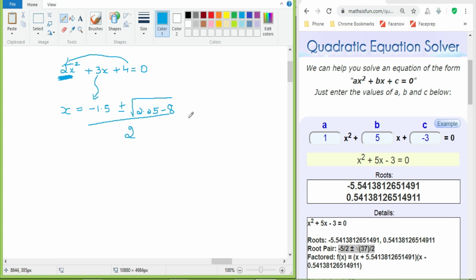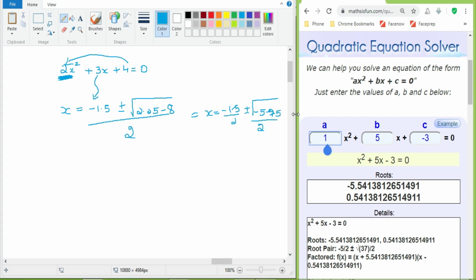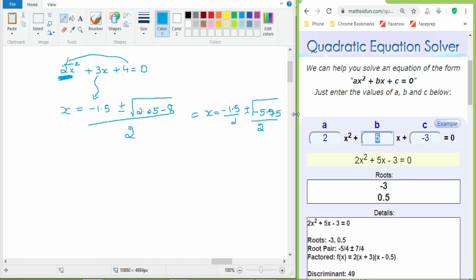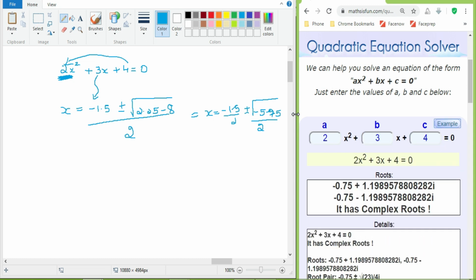Is it clear, guys? So I can tell the value of x is equal to minus 1.5 divided by 2, plus or minus root of 2.25 minus 8. What is it, guys? 5.75? Yes, minus 5.75, divided by 2. So if I check it over here, it is 2, 3 and 4. Look here, guys, minus 0.75. The first part talks about minus 0.75 here.